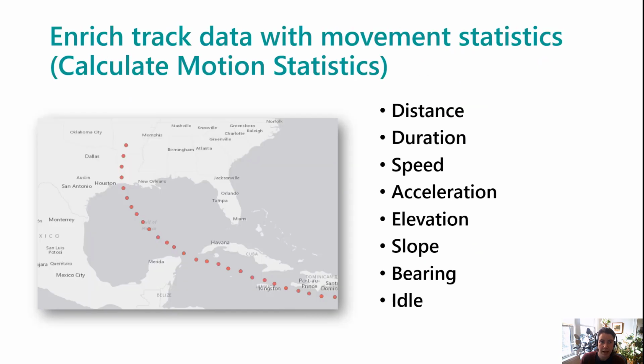One of the tools we've added is Calculate Motion Statistics. This is the second track tool that we added at 2.7, and this one calculates statistics based on the movement of the data. So you give the input points that have a time step, and it's able to calculate things like distance, duration, speed, acceleration, elevation, slope, bearing, and idle statistics. For distance, it can do a min and a max. There's other statistics on each of these, but these are the groupings that we calculate.